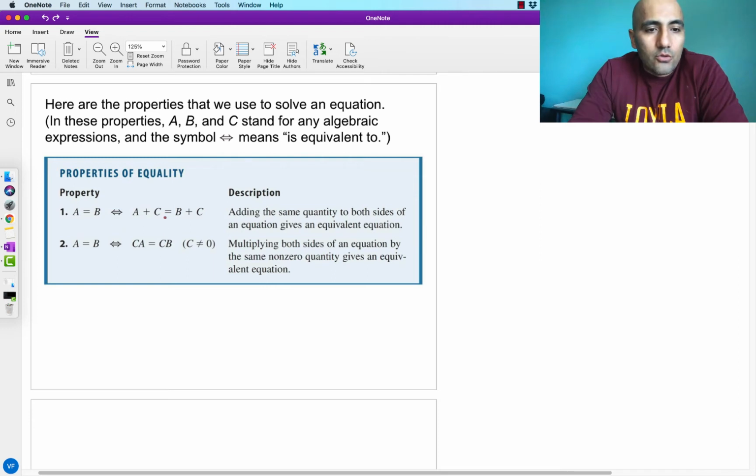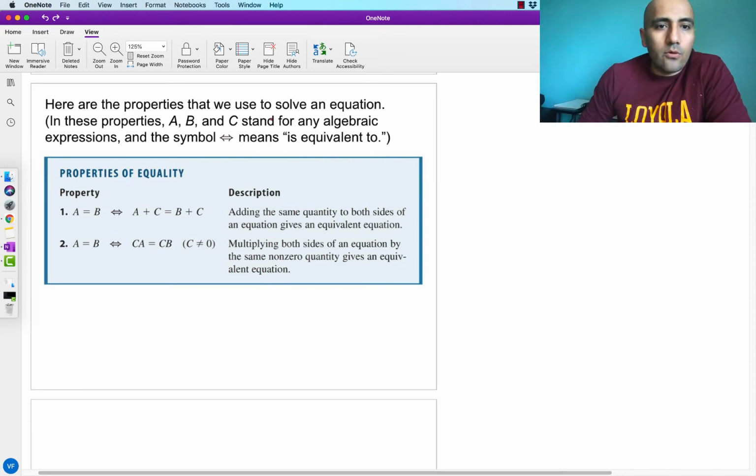The other property that we get to use is that if we multiply both sides of the equal sign by some constant C, then again we end up with something else that's also equivalent. Okay, and that's so long as C does not equal 0. The reason is that if we multiply both sides of the equal sign by 0, then you could potentially take something that isn't true and make it true, right?